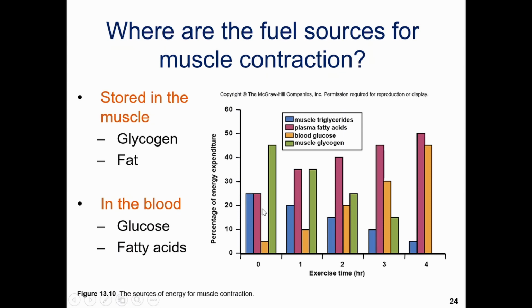We start using what's found in the blood in higher percentages the longer we exercise. So the longer we exercise, the more glucose we're using from the bloodstream, the more fatty acids we're using from the bloodstream. And so we're using up what we have stored in the muscle first, and then as we exercise for longer and longer periods of time, once we've depleted or started to deplete those muscle reserves, then we dive into what's free floating in the blood.